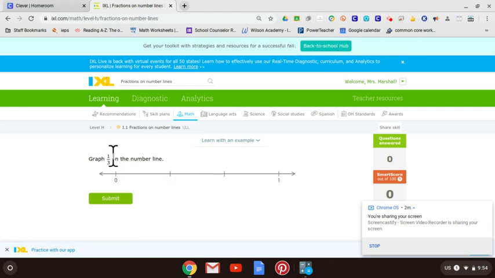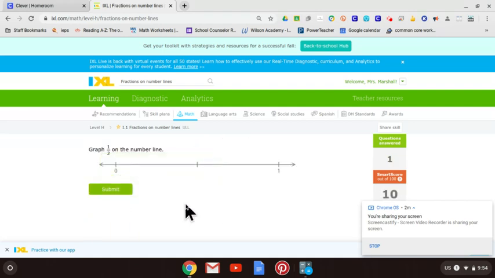And the numerator, the number on top, tells me how many of those pieces I have. So I have one of the pieces, right? So this is going to be my 1/3. And I will submit. Okay, the next one is going to be my 1/2. The denominator tells me my space between the whole numbers is split into two equal parts, and I'm going to have one of those two parts. So I'm going to put my mark here.